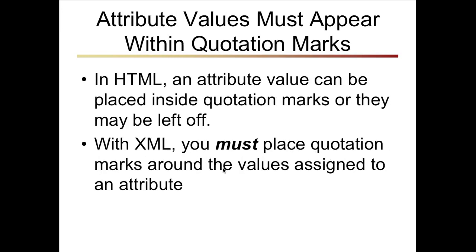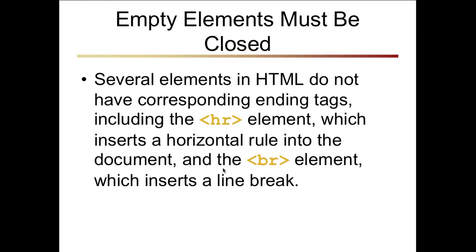Alright, so attribute values must appear within quotation marks. This is what I was saying last lecture. I was putting attribute values in quotation marks. Well, that's XML compliance. If you don't put them in, it'll work without the quotation marks, no problem. So in HTML, attribute values can be placed inside of quotation marks, or they can be left off. In XML, they must be placed inside of quotation marks around the values assigned to the attributes. So use quotation marks in assignment number 1.